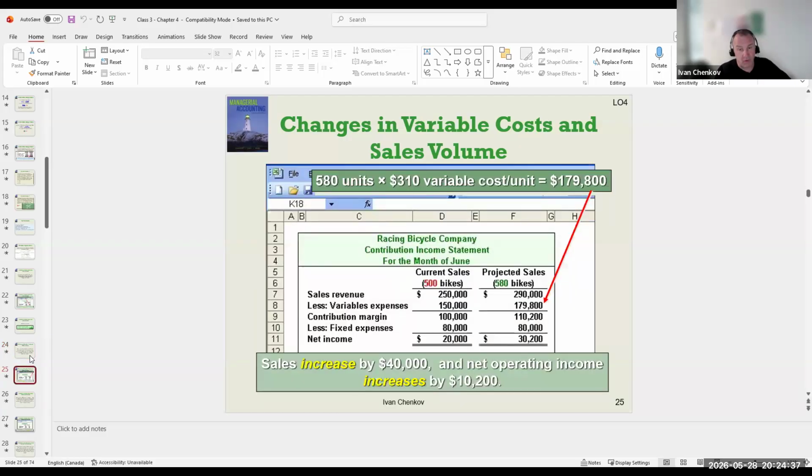So when we run the calculation for the entire picture, we're going to see that currently we're making 20,000. If we increase the variable cost by $10 and decrease the contribution margin by $10, the increase of 80 more bikes is enough to generate an additional $10,200 for us. So basically, we should go for it.